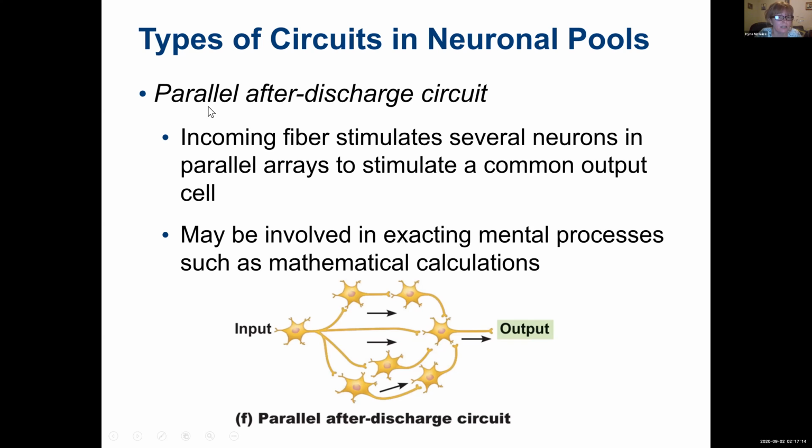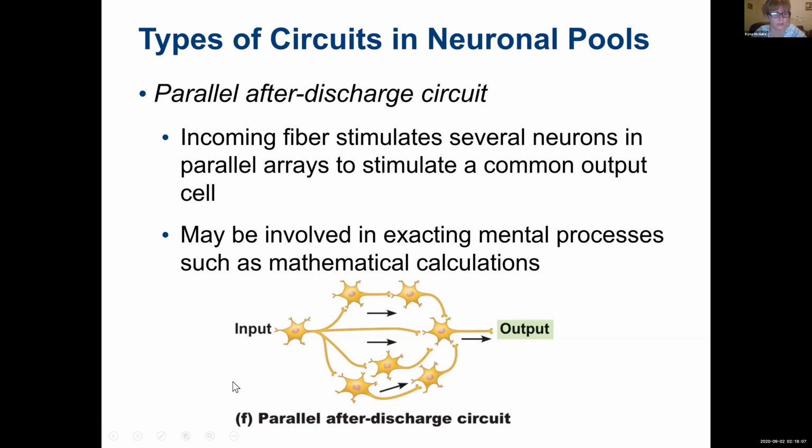And the last one is the parallel after-discharge circuit. We have one input, one output, but in between the electrical signal goes through and stimulates several neurons in a parallel array. What is interesting here is that the signal reaches this neuron at a different time. It reaches faster if it goes this way, because we have only one synapse. Here we have two synapses. This is the most complicated, and it's involved in your mental processes, such as mathematical calculation.